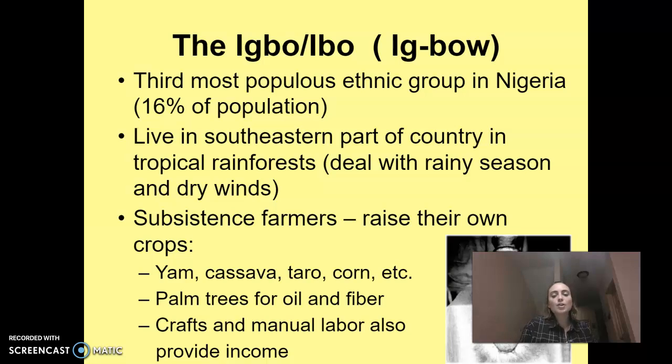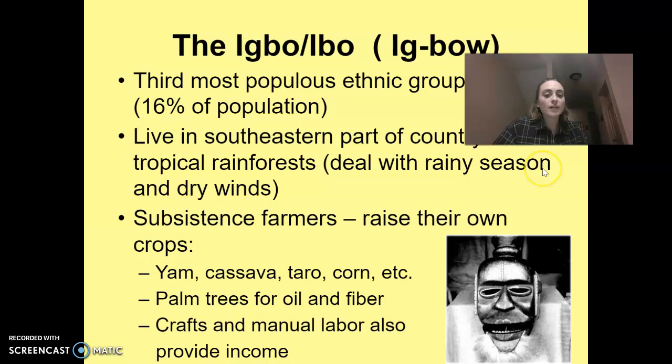And the Igbo people are the third most populous ethnic group in Nigeria, like I said. They live in the southeastern part of the country. This part is really important to understanding our novel. The novel is going to talk a lot about the environment. So where they live, it's the tropical rainforests. They deal with rainy seasons and dry winds, and this really impacts the characters in the books because they are subsistence farmers, which means that they raise their own crops, they live off the land, they really rely on the crops that they raise for their food.